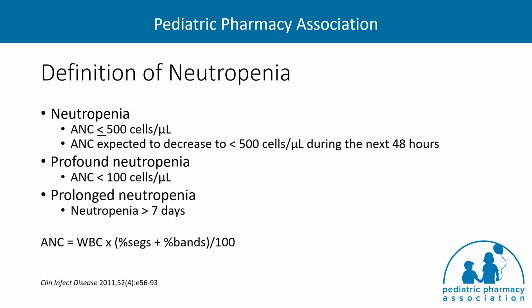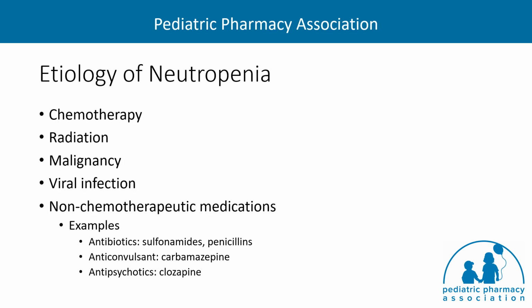While most systems will calculate an ANC, it is important to know how to calculate it manually if it's needed. To calculate an ANC, it is the percent SEGs plus the percent bands times the patient's white blood cell count divided by 100. So what may cause neutropenia in oncology patients?